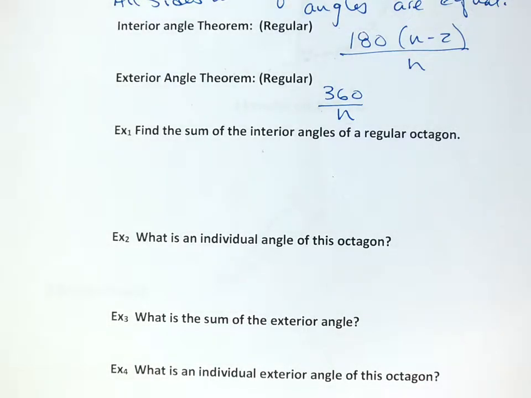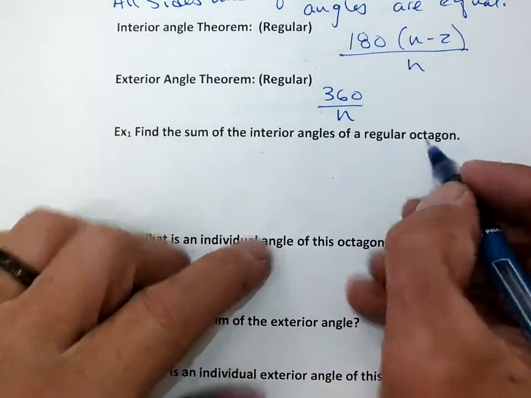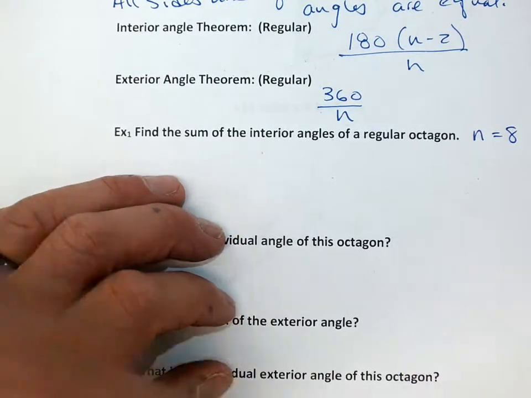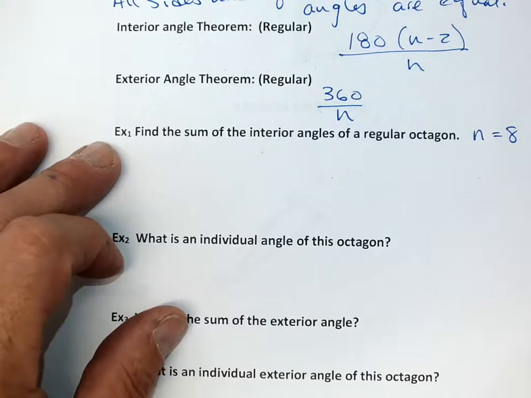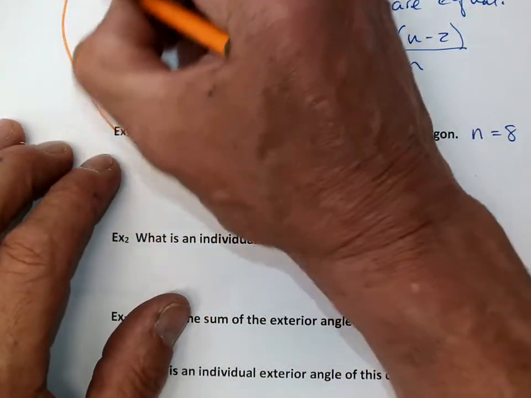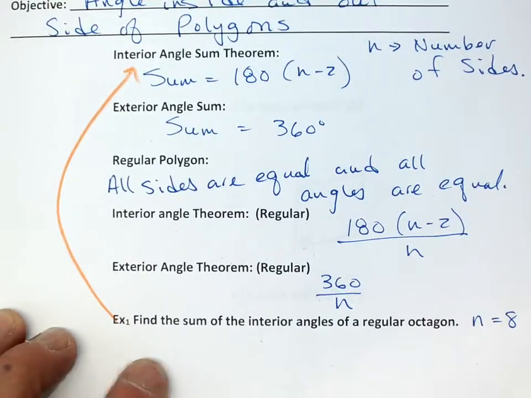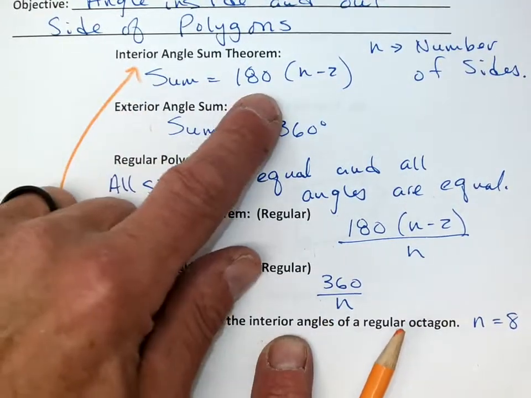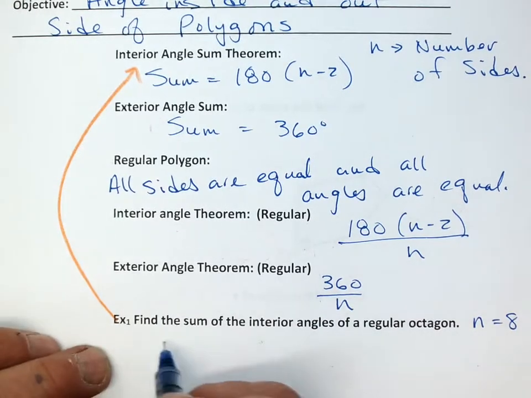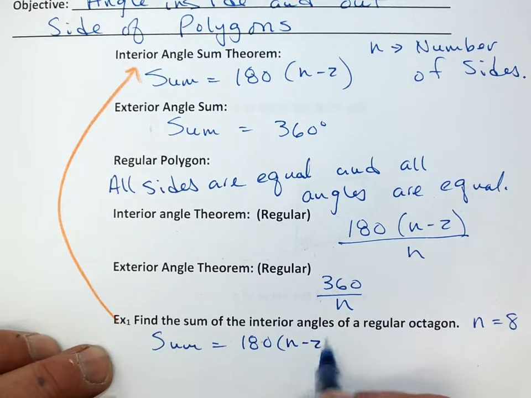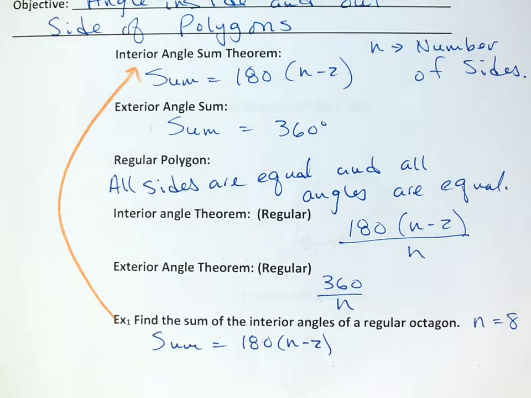So if I want to do example 1, I wanted an octagon. So I know in an octagon that n is 8, right? So if I want the sum of the interior angles, I'm going to use that formula right up there, because I want the sum of the interior angles. So I'm going to use my sum is equal to 180 times n minus 2, but in this case, n is 8, right? So then I'm just going to plug 8 in.